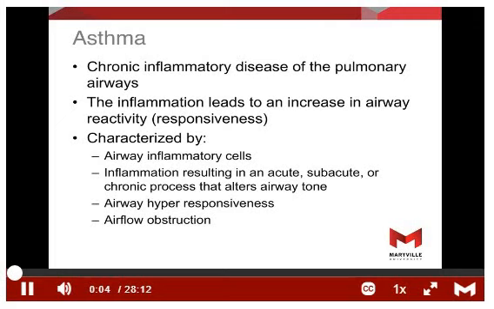So, asthma is a chronic inflammatory disease of the pulmonary airways. The inflammation leads to increase in airway reactivity and responsiveness. It is characterized by airway inflammatory cells, inflammation resulting in acute, subacute, and chronic process that alters airway tone, airway hyperresponsiveness, and airflow obstruction. So, things to take away is that this is a chronic inflammatory disease and it's also a reactive airway disease.